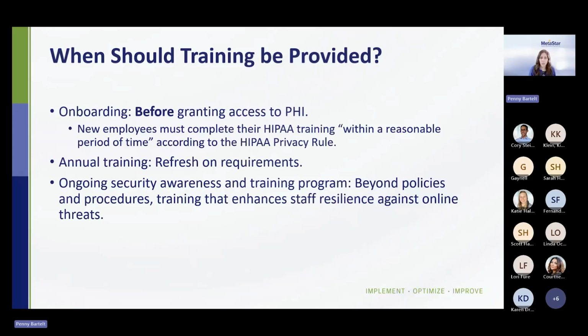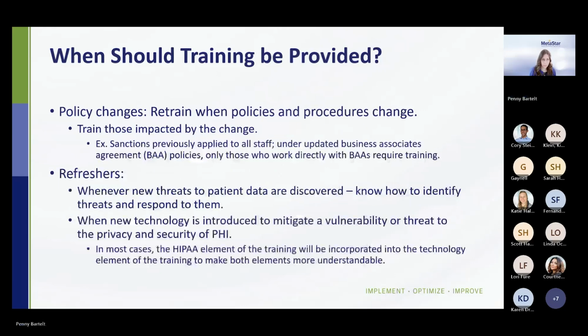Then there's annual training, which is really a refresher on all the requirements. And an ongoing security awareness and training program, beyond your policies and procedures, is training that enhances staff resilience against online threats. That is not a one and done type training. Those are the periodic reminders that we talk about providing to staff.